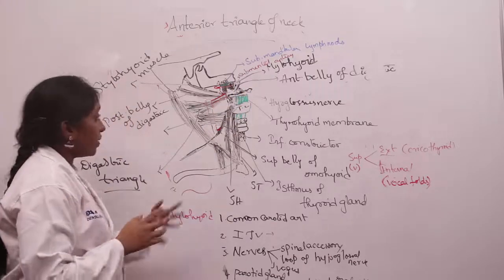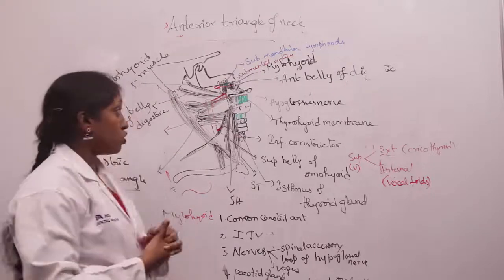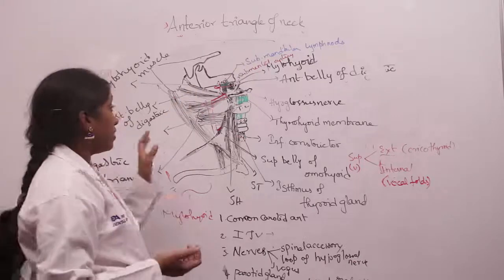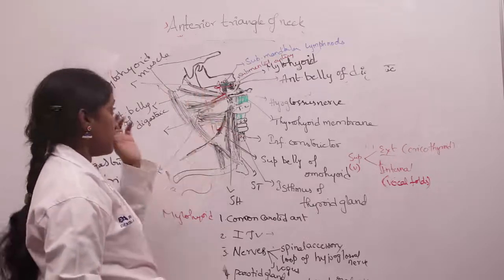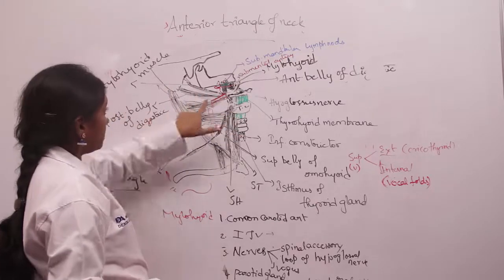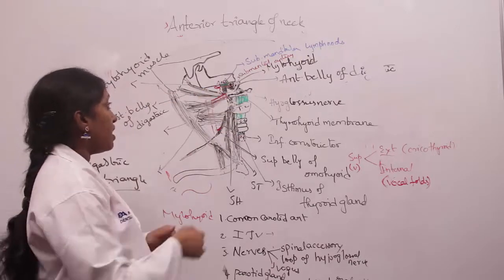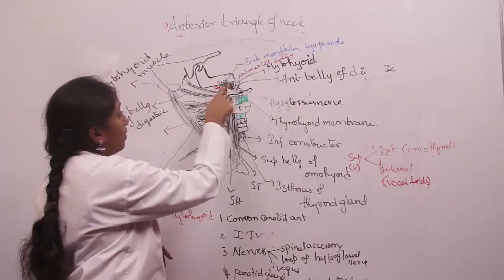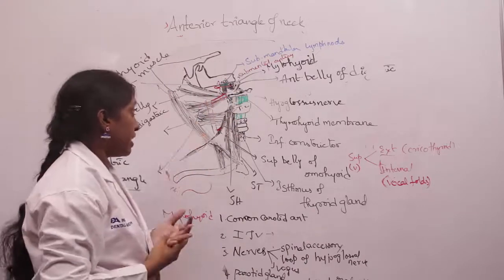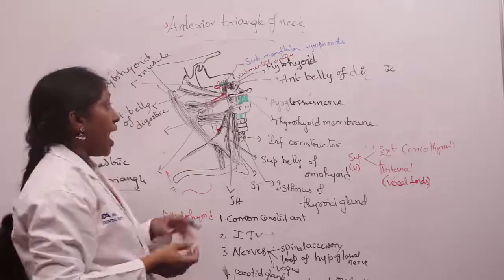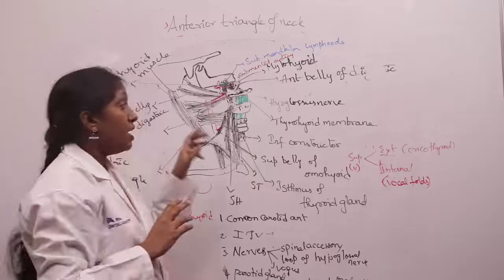And along with these structures, we can see some part of the parotid gland is also present in the digastric triangle, and these are the contents of the digastric triangle. So coming to the contents, the first one is the superficial part of the submandibular gland, and along with it we have the facial vein and submandibular lymph nodes, the facial artery, the mylohyoid nerves and vessels, and some part of the parotid gland.